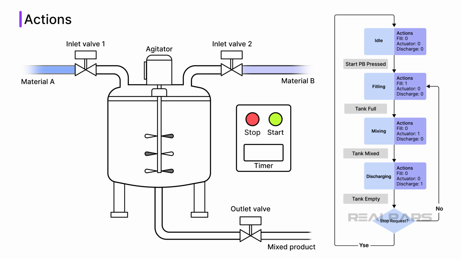Finally, actions define what the PLC does when a certain step is active. Actions are what let the PLC control the sequential process. In our mixing tank example, the PLC opens the fill valves when the filling step is active, activates the actuator when the mixing step is active, and opens the discharge valve when the discharging step is active.